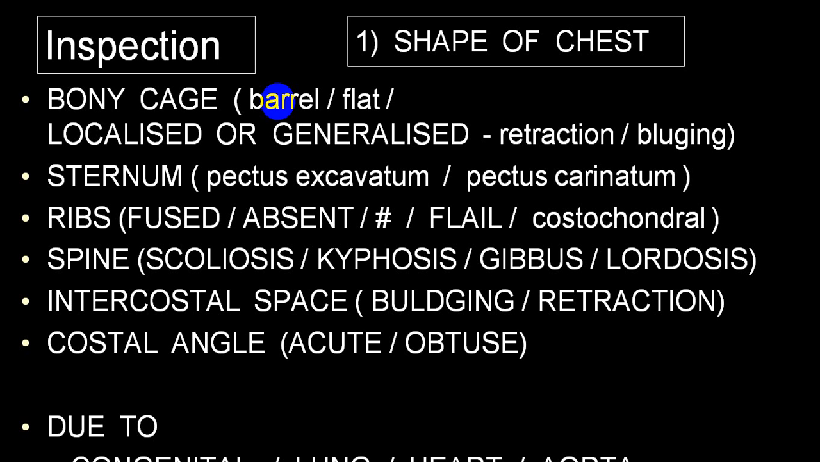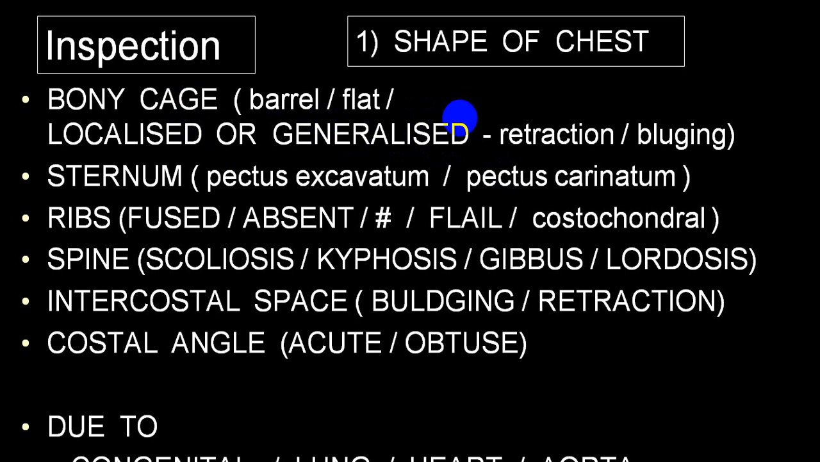By standing at the foot end you will be able to compare any retraction or any bulging, whether it is localized or whether it is generalized and bilateral symmetrical. So it becomes utmost important to examine this particular portion, that is the bony cage, particularly the shape in a three-dimensional picture, whether it is a barrel shape or a flat chest or any other peculiarities, whether there is a localized retraction, a localized bulging or a generalized bulging. All this you will be able to identify if you stand at the foot end and compare right with left.